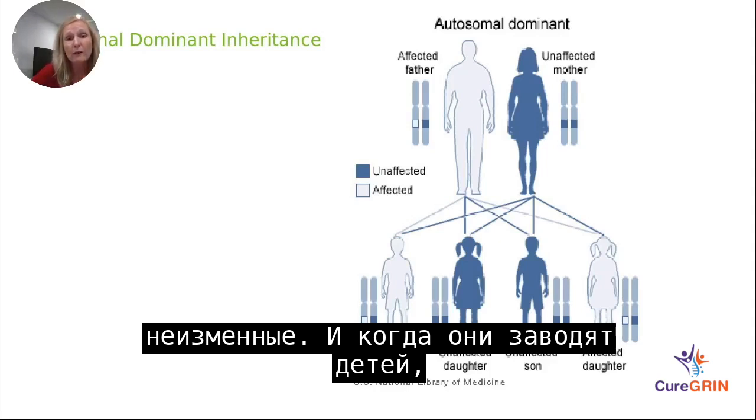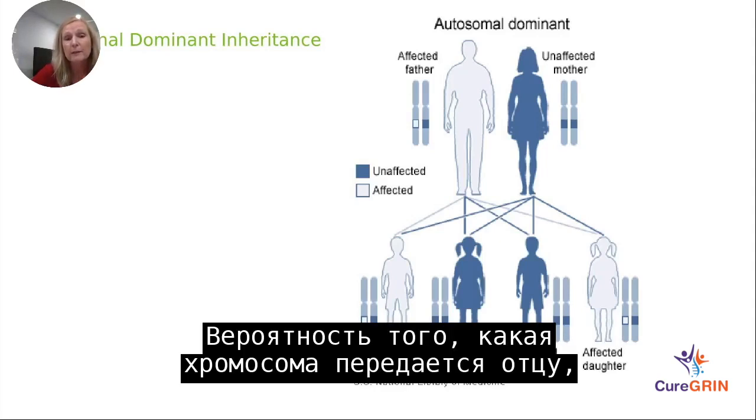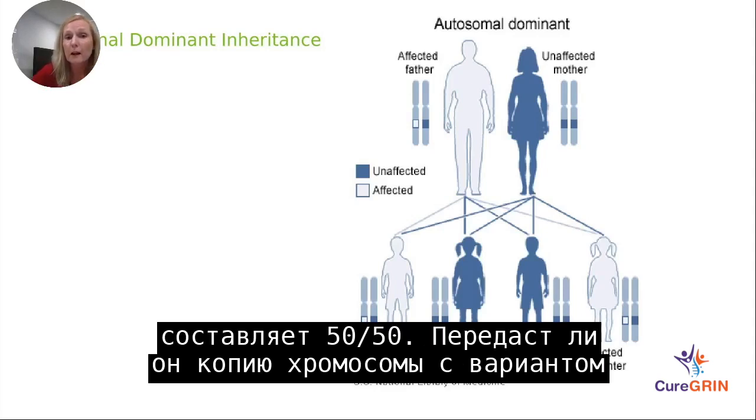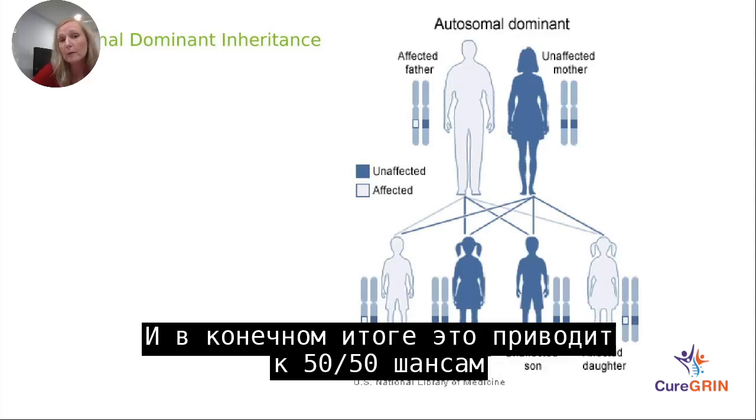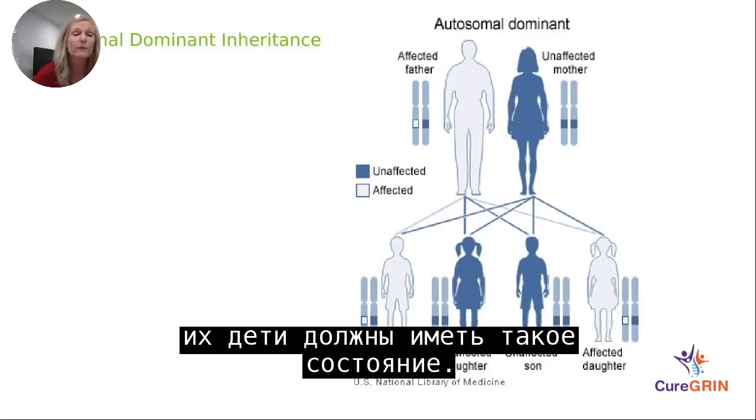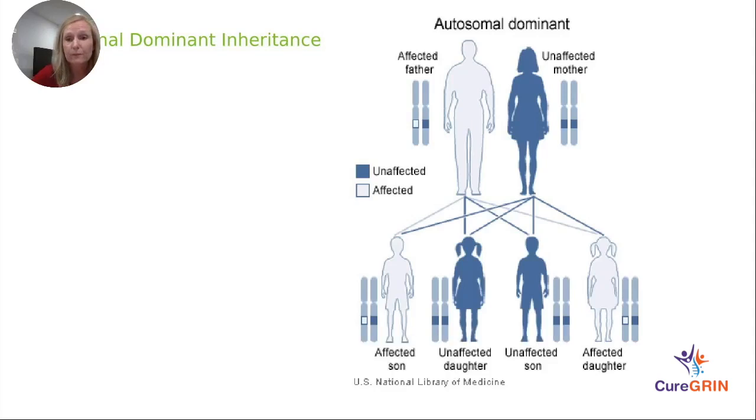And when they go on to have children, it's going to be a 50-50 chance of which chromosome the father will pass on. Will he pass on the copy of the chromosome with the variant or change causing the GRIN1 disorder, or the one without? And what that ultimately results in is a 50-50 chance of their children having the condition.